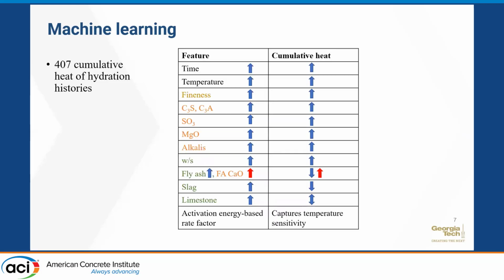And the features that I included in my model were ones based on the literature review, found to affect early age hydration mostly. So the ones that I included are some information on the oxide analysis of the cement, some information on the mixture design, the water to solids ratio, and also, of course, some supplementary cementitious materials. Here I used fly ash, slag, and limestone. And also I had to include time because heat of hydration is a time series, and temperature because I was interested in the effect of temperature on heat of hydration.